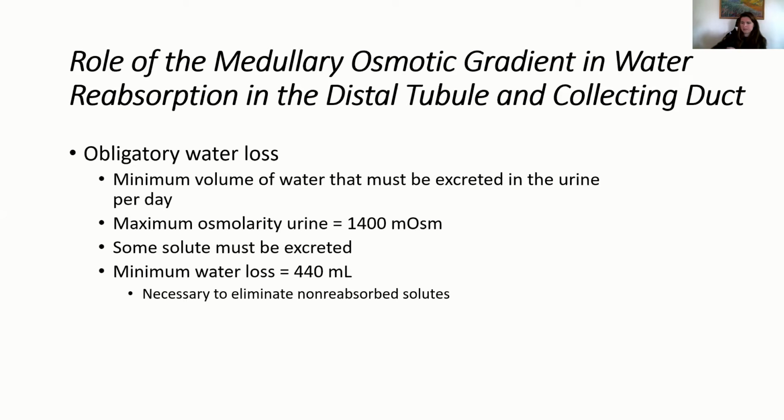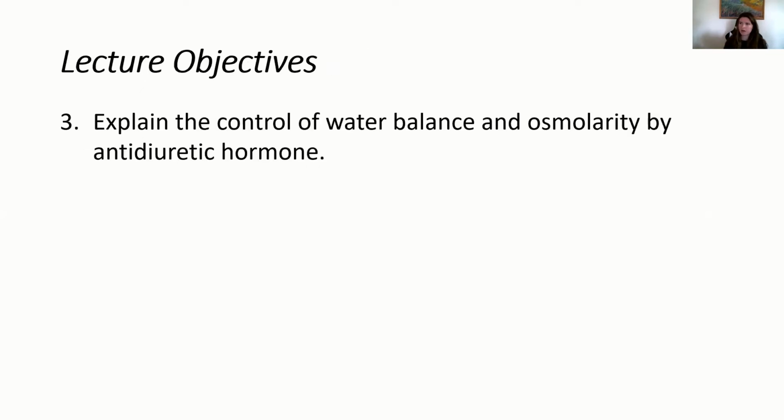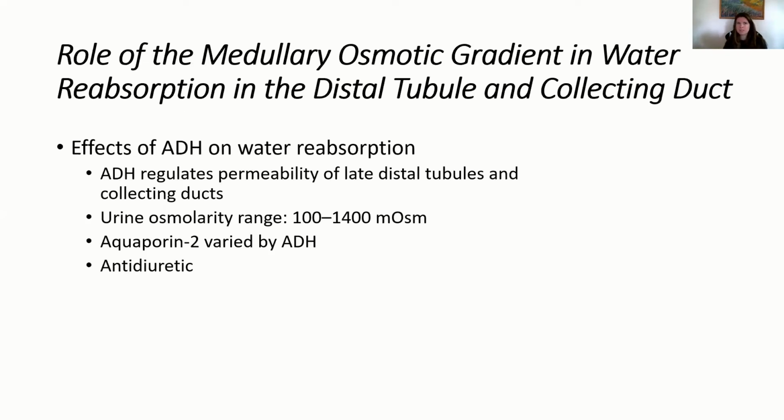So we talked about the fact that there is an obligatory water loss, but there's a big range of how much water you can excrete. So our minimum water loss is 440 milliliters, but sometimes you pee a lot more than that in a day. And we talked about how that is really mainly due to the effect of ADH.